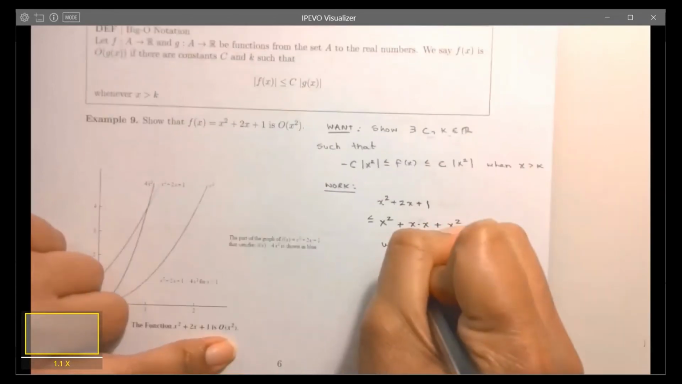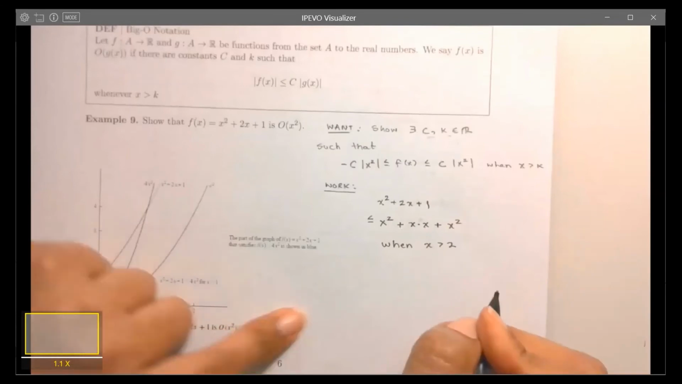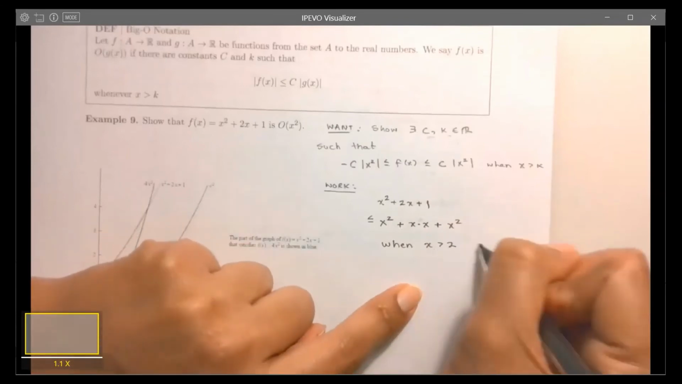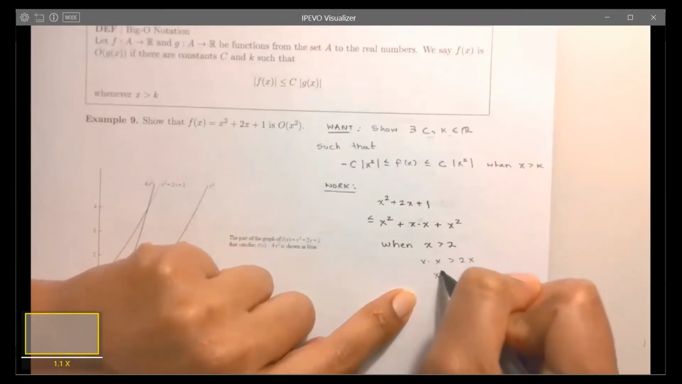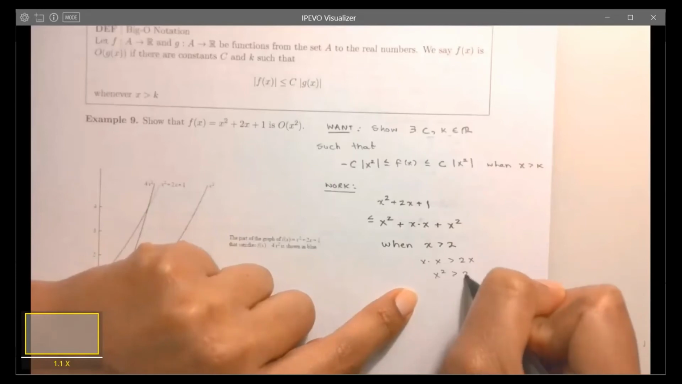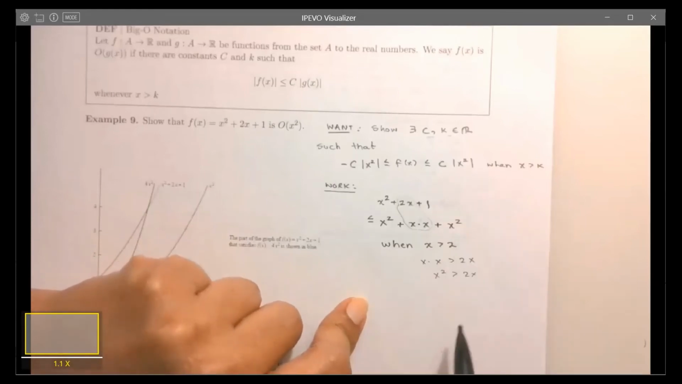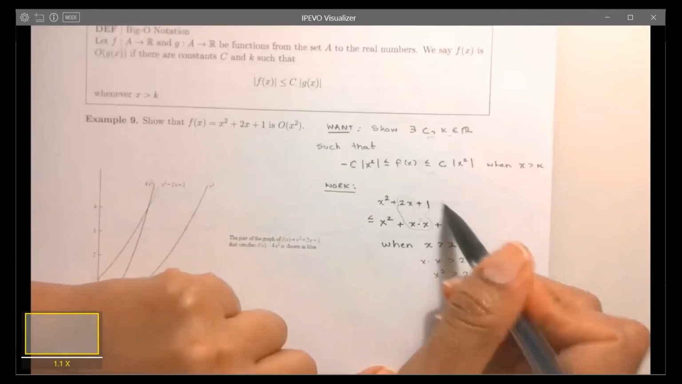whenever x is greater than 2. Okay? Because when x is greater than 2, then x times x is going to be greater than 2x, or in other words, x squared is going to be greater than 2x. So that's what I'm doing with these two terms there. Okay, and then that is going to be especially true for these two terms, right?